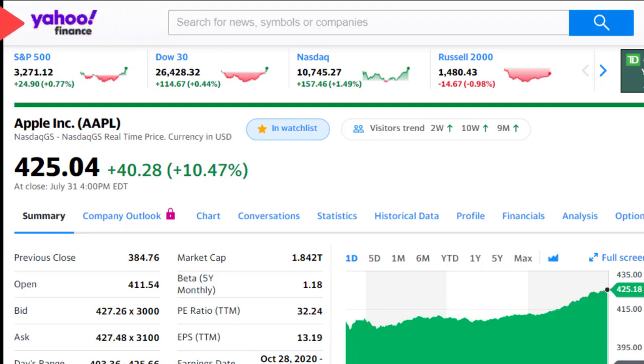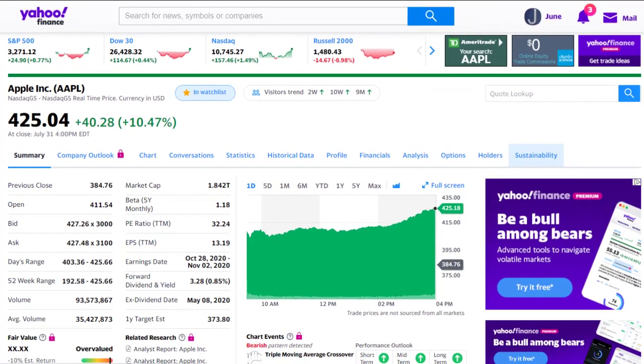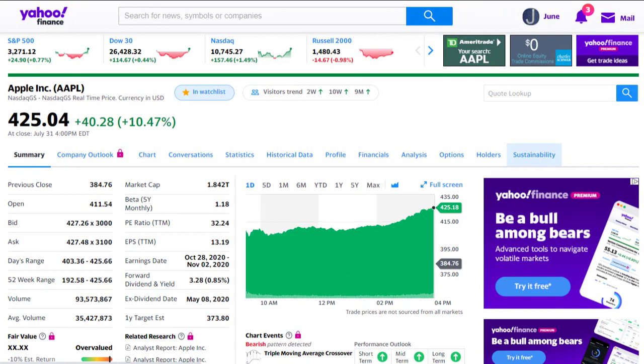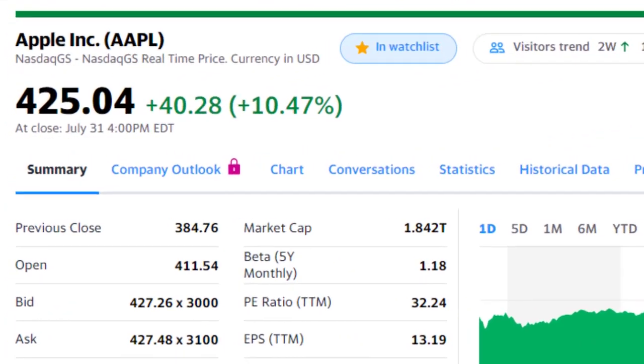For this example, let's use Apple. I have taken a screenshot of the Apple stock page on Yahoo Finance. Today is Saturday, August 1st, 2020. The stock market is currently closed, but that does not prevent me from showing you everything you need. This page shows the stock data for Apple Incorporated.